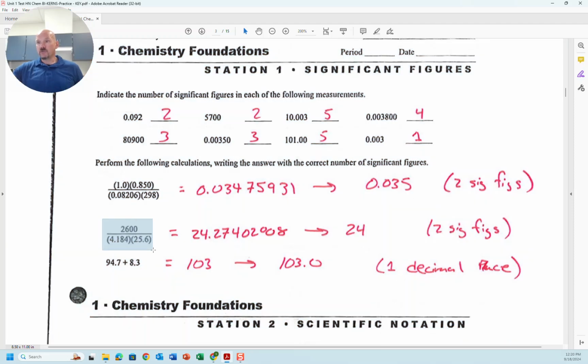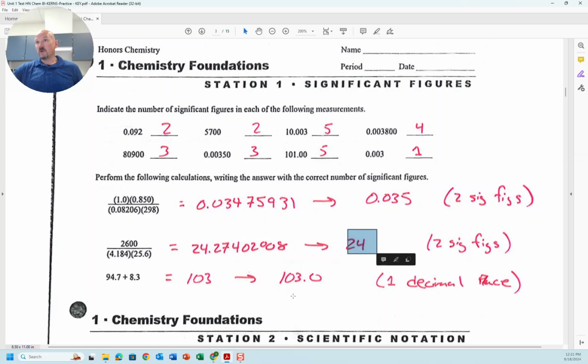Same thing holds true here. We're multiplying and we're dividing, so all we're worrying about is sig figs, okay? So we have to understand that this number only has 2, this number has 4, and this number has 3. So my limiting number of sig figs is 2. So this may be what my calculator says, but this is what I got to round to, only 2 significant figures, okay?